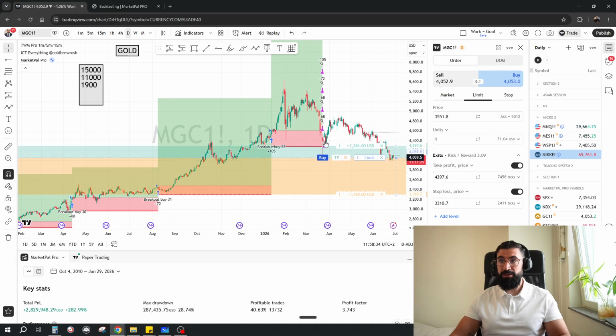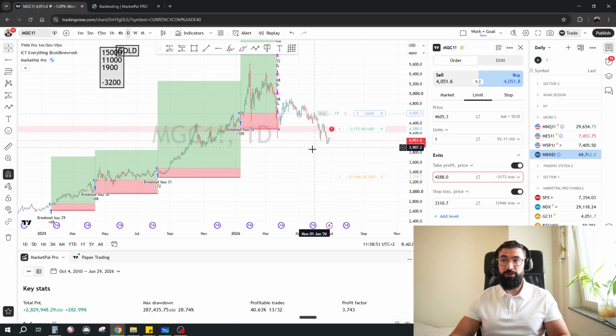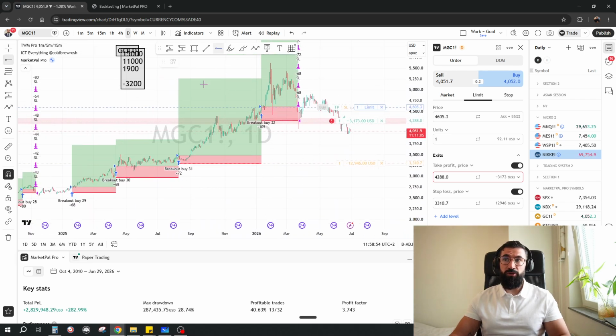And this last trade that we should have taken was this trade right there. And the loss, not really seeing the line. The loss is 3,200. I'm rounding it up. So is there other trades? No.